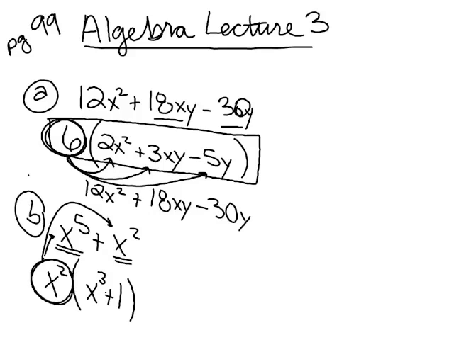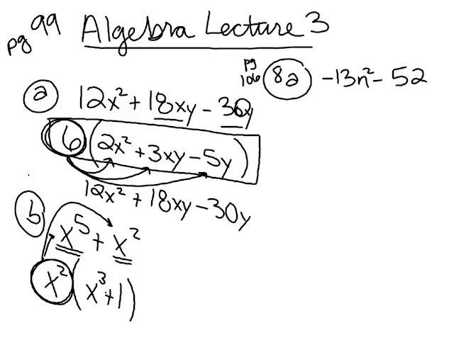So let's go and do some of the exercises that are on page 106. We're going to do the evens kind of as we go, so you get lots of practice at each step. So 8a on page 106. You have negative 13n squared minus 52.